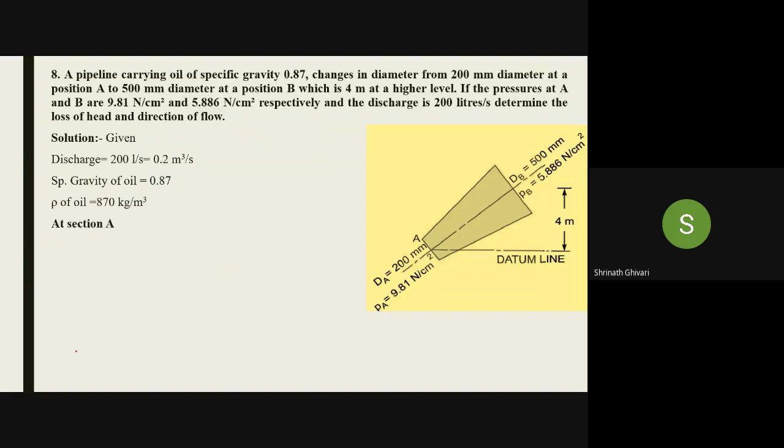Done. At section A, what all is given in the section A? Diameter is given, that is 200 mm, that is 0.2 meter. Convert that diameter into area, how much it will be? Convert and tell me the answer for area. Oh, sorry, get me the answer for area A at section A. 0.0314 meters square. Okay. What is the pressure? A is 9.81 in Newton per centimeter square. Converting into Newton per meter square will be 9.81 into 10 raised to 4 Newton per meter square.